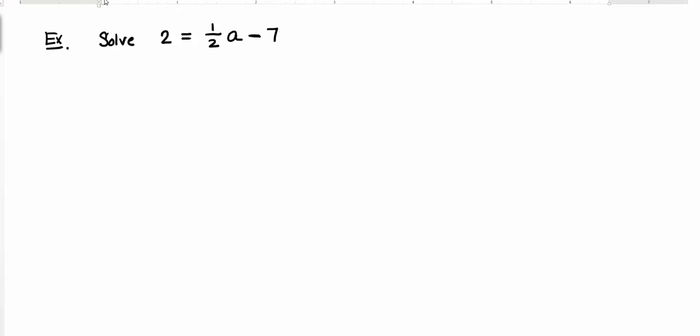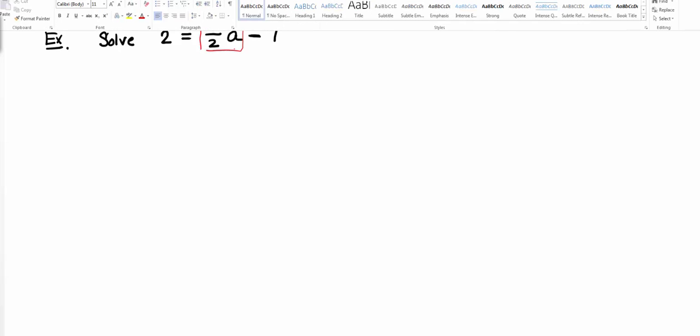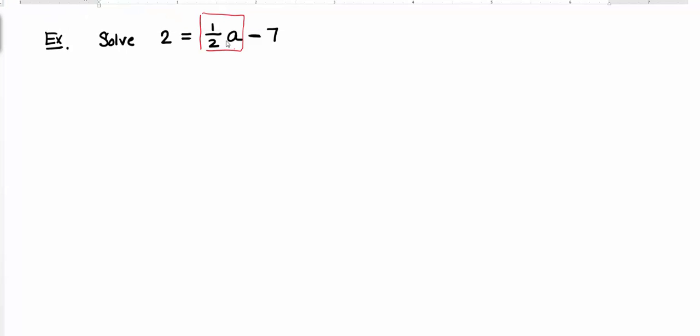So again, I identify the term that has the variable in it. Well, a is my variable. This whole thing is the term, right? It's 1/2 a. So the process is the same. I try to isolate it, or get it by itself. Well, what am I doing to this 1/2 a? I'm taking away 7. So what do I need to do? I need to do the opposite, which is add 7. So I add 7 to both sides of the equal sign. And I get 9 equals, my 7's cancel out on the right-hand side, and I have 1/2 a.